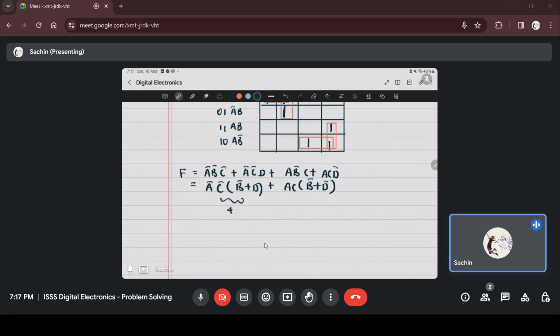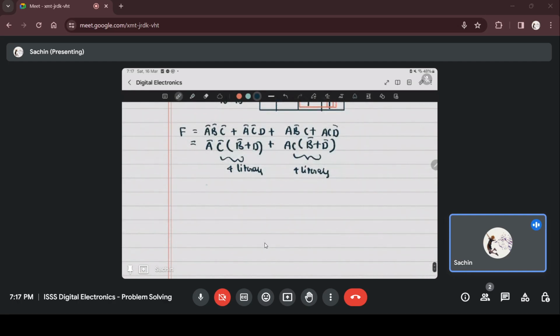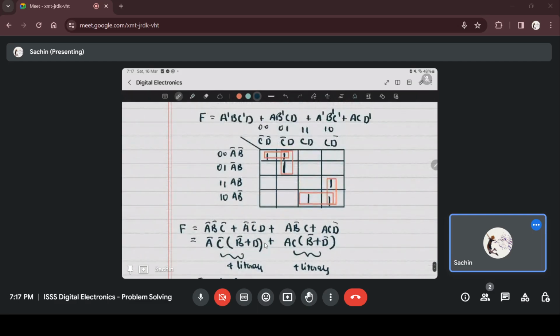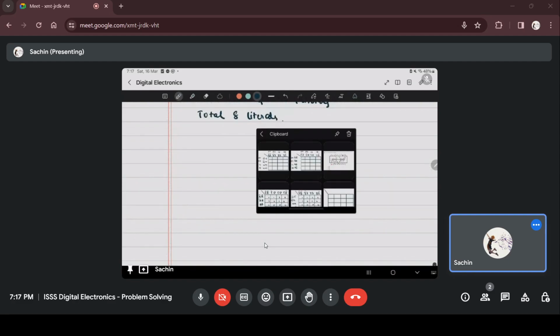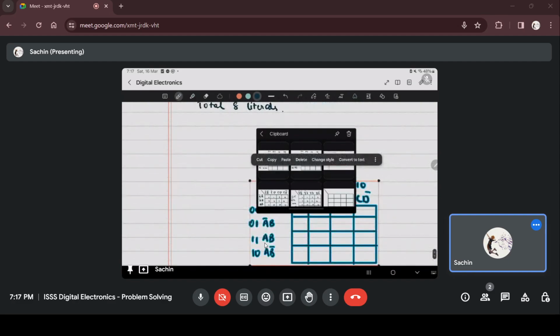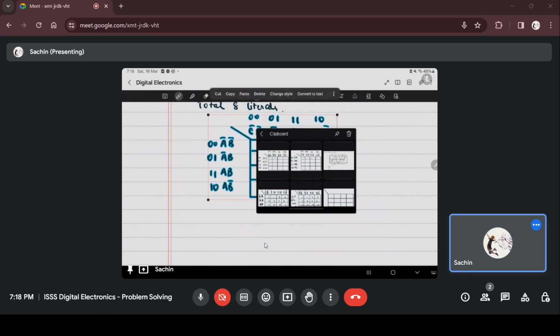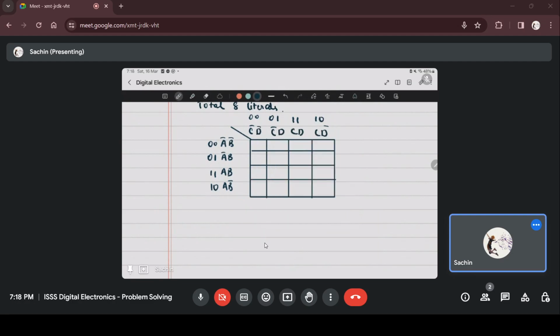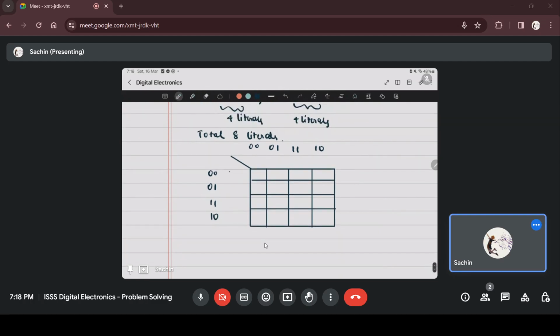So this term has 4 literals. This term has 4 literals. So total 8 literals. That's one way to do it. Another way would be using the product of sums expression. Let's see if we can do it with that.